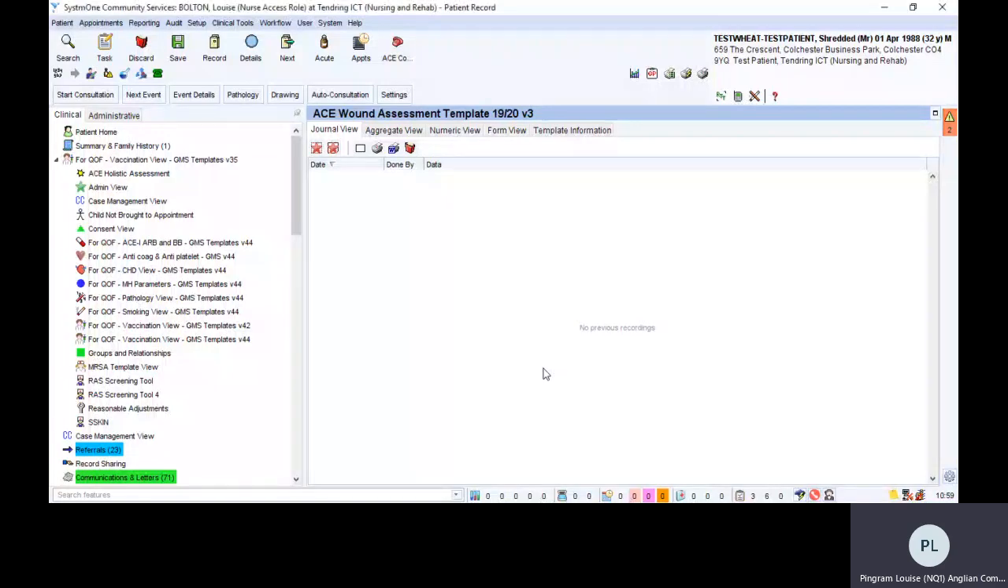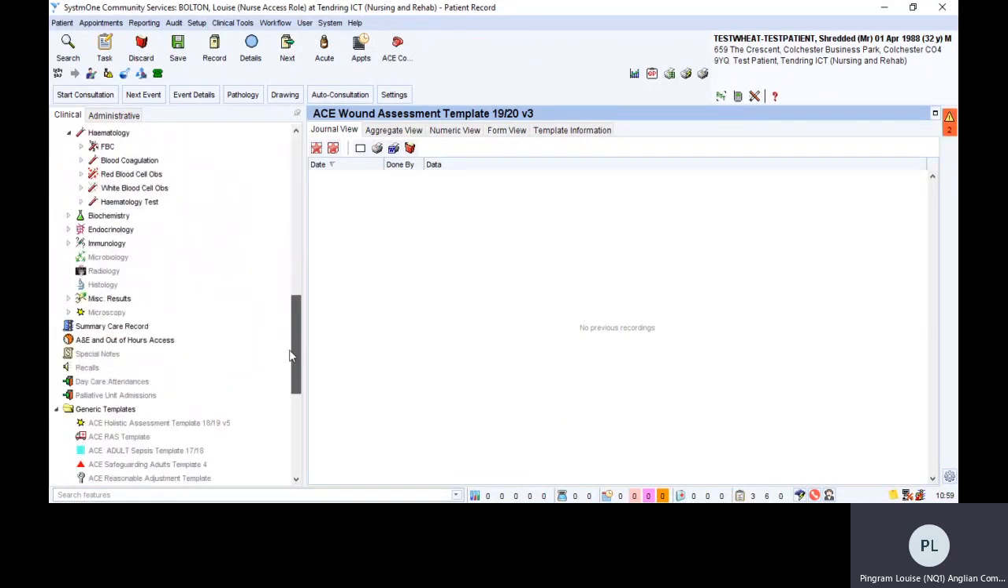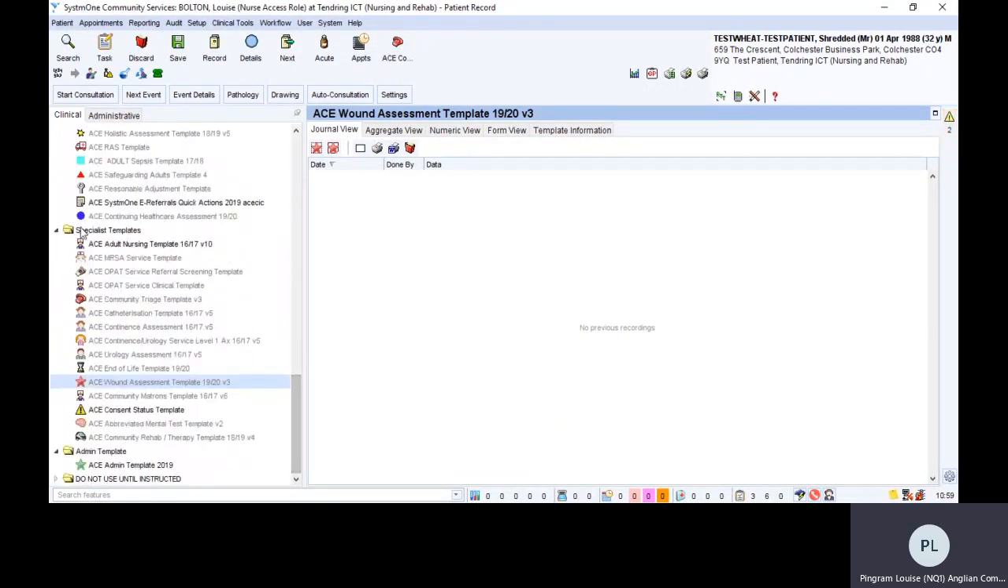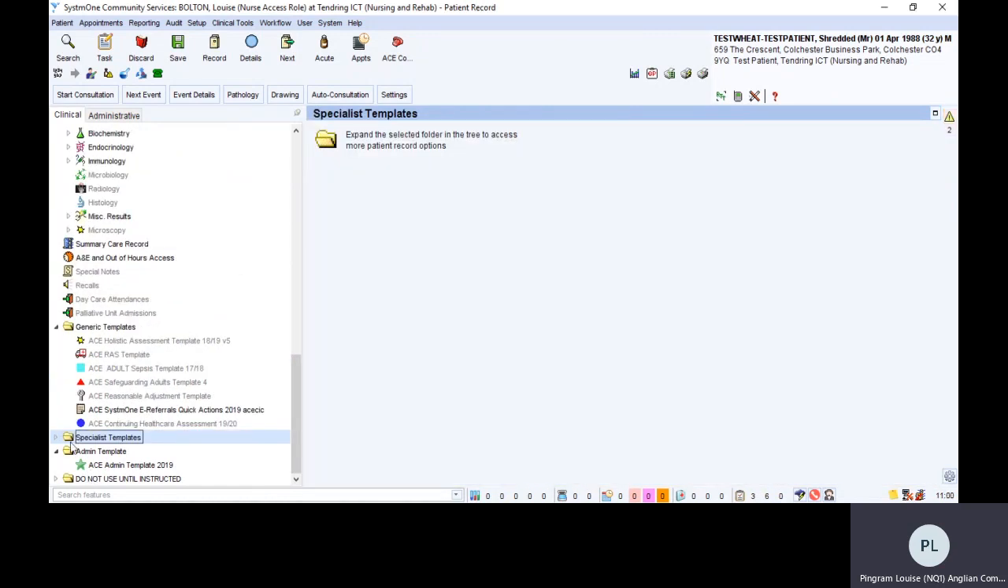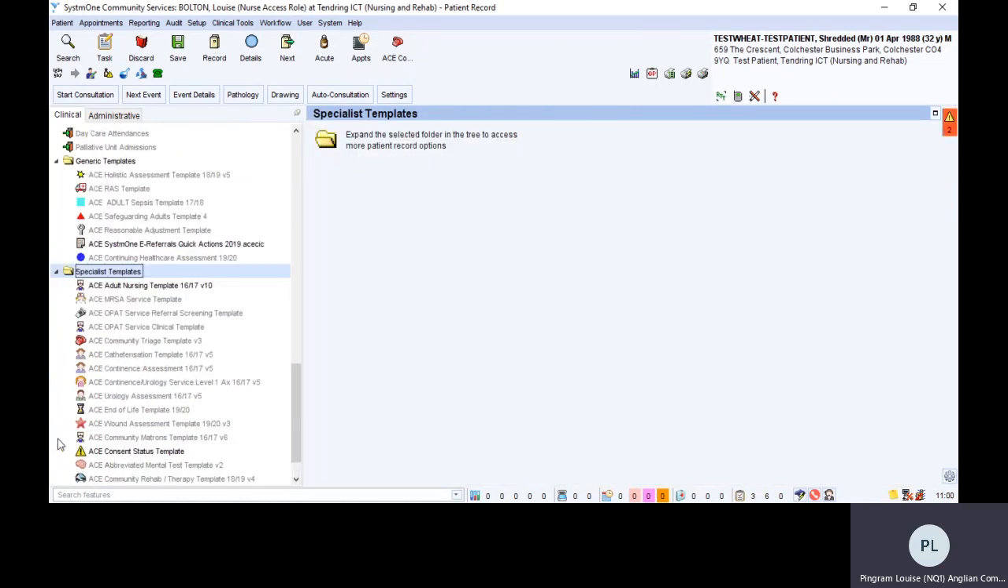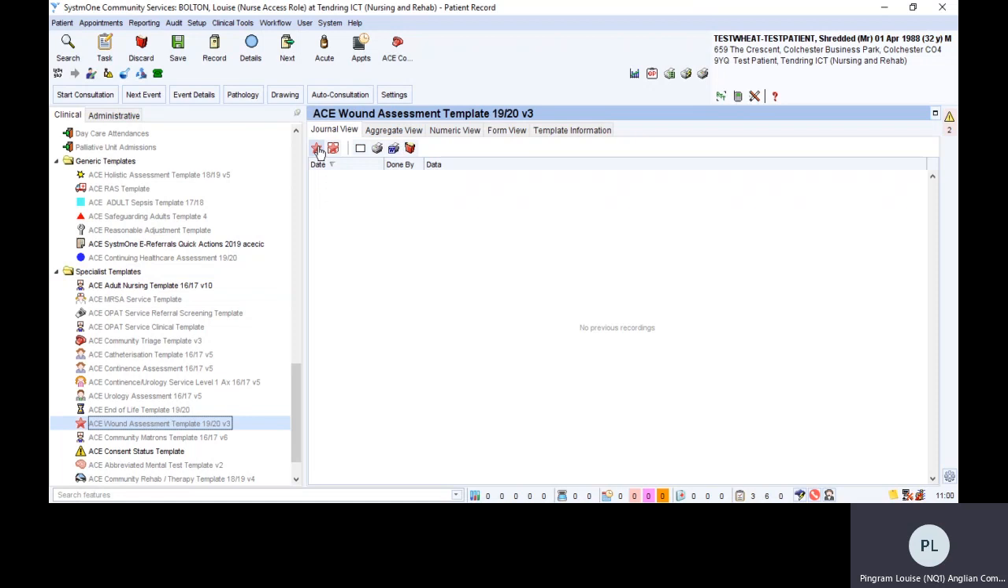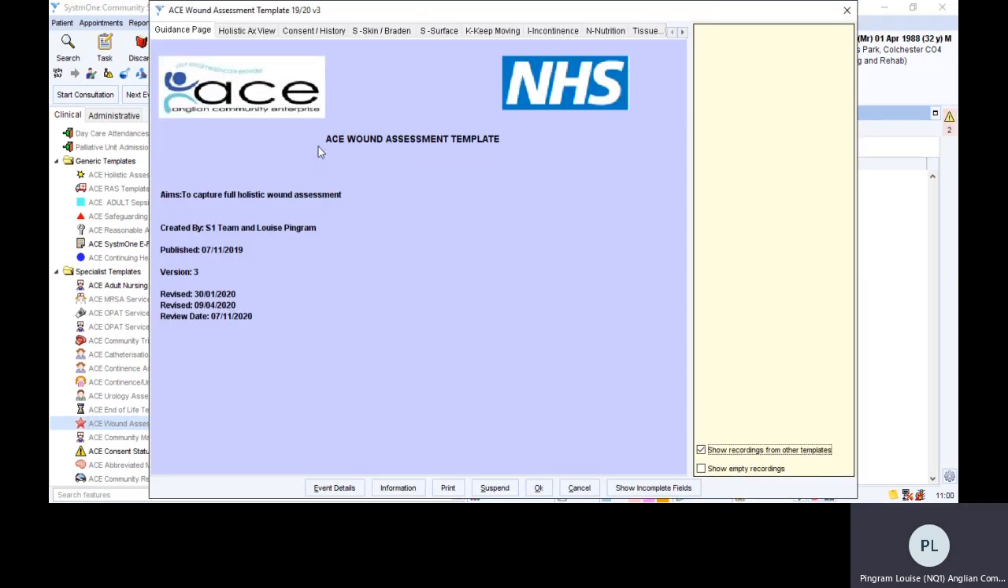Okay, so we're just going to be looking at the ACE wound assessment template. When you go into your patient, this is the screen that you'll be shown. If you scroll down right to the bottom, there's a folder called specialist templates. Sometimes this folder will be shut if you've never used these templates before, so you just need to open it with the arrow there. And then look down for your star, which will say ACE wound assessment template. So if you click on that and then click to your star, it will then open the template for you.